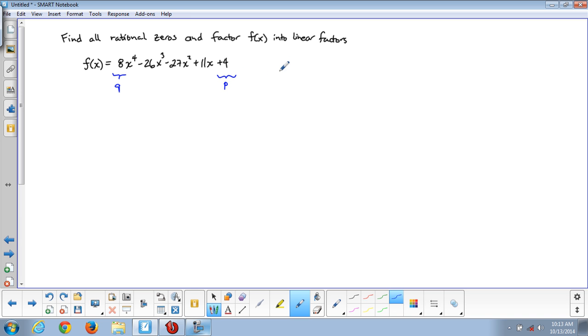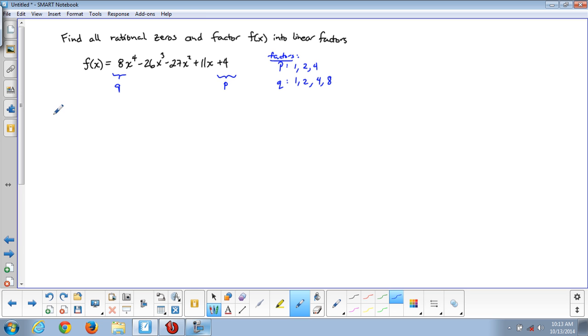What we want to do is use our rational zeros theorem, and that basically states we want to look at the last number, which is generally referred to as p, and we want to look for the factors of these two. Okay, so the factors of p are going to be 1, 2, and 4. The factors of our leading term coefficient 8 are going to be 1, 2, 4, and 8.